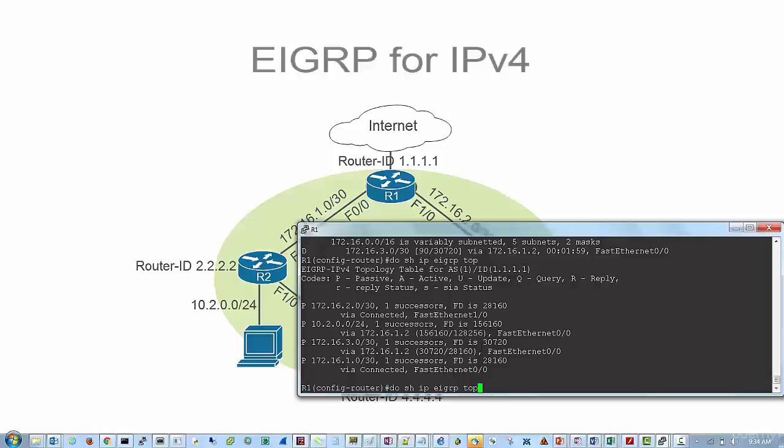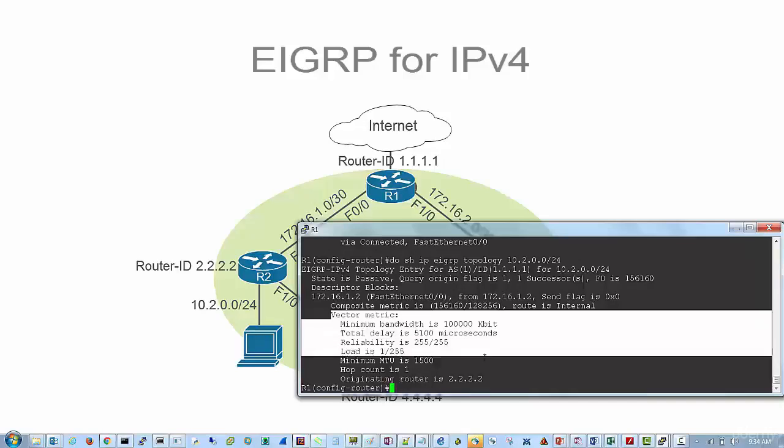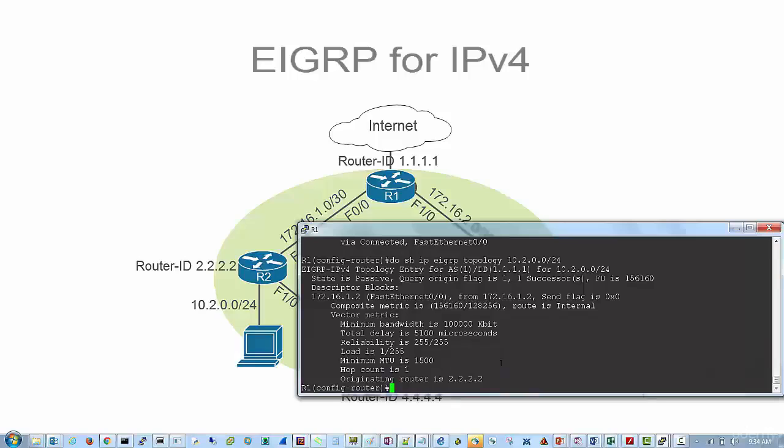We can actually learn even more information about the route if we do show IP topology, and then pick a specific route like the 10.2 one. We can find a lot of information here. We can see that the minimum bandwidth in the path was 100 meg. The total delay in the path was 5,100 microseconds. And the originating router was 2.2.2.2. This is probably one of my favorite EIGRP troubleshooting commands because you really get to see what values were used in our composite metric calculation.